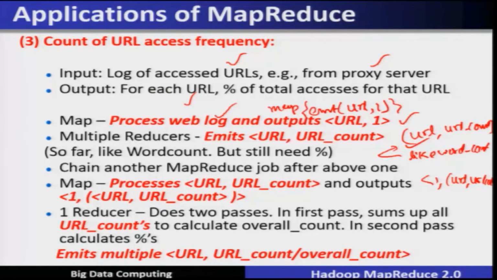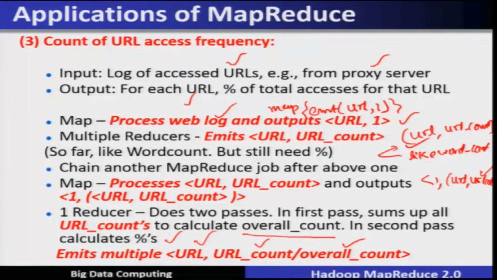After this output, the reducer will now perform two different passes. In the first pass, it will sum all the URL counts to calculate the overall count, and in the second pass it will calculate the percentage of that URL. So, it will emit the URL and the URL count divided by the overall count.